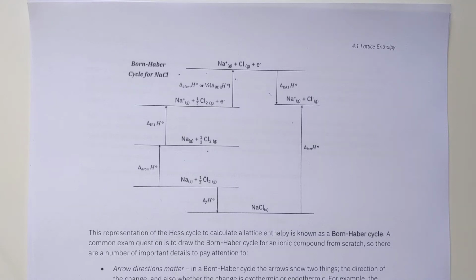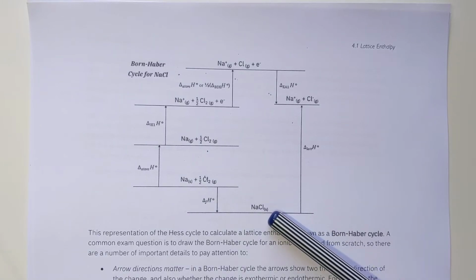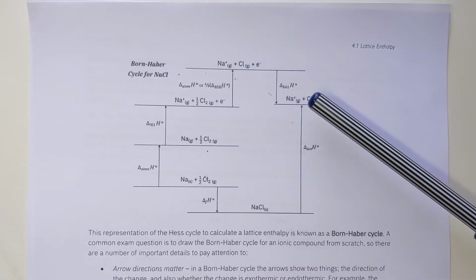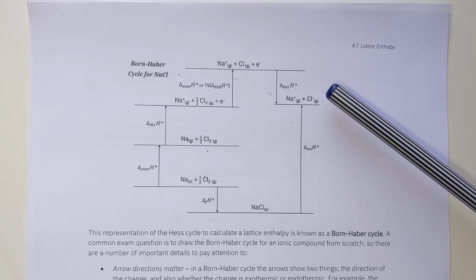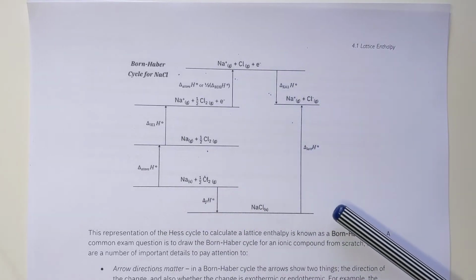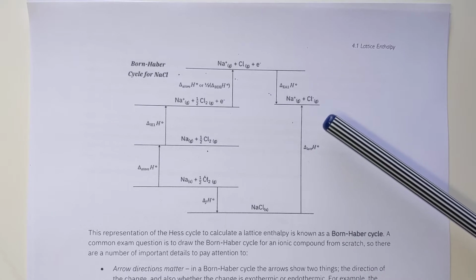So we've now looked at how you make the Born-Haber cycle for an ionic compound. Just to recap that, remember, the Born-Haber cycle is just showing a number of steps for you to get from a solid ionic lattice to the separate gaseous ions via an alternative route. Now that changes the lattice enthalpy.